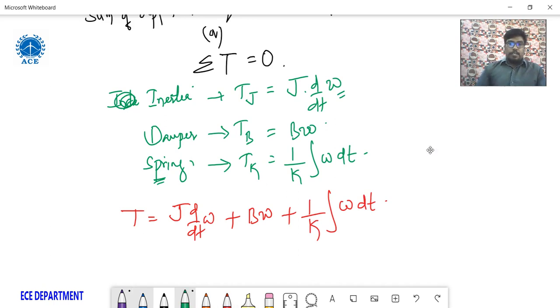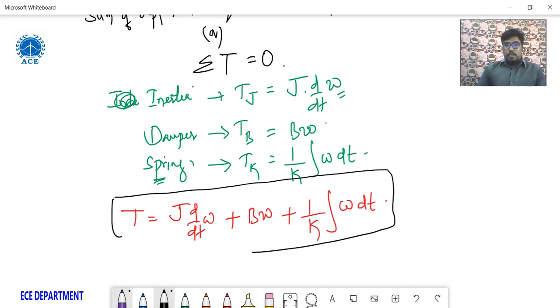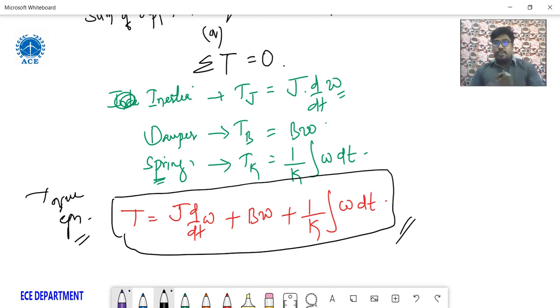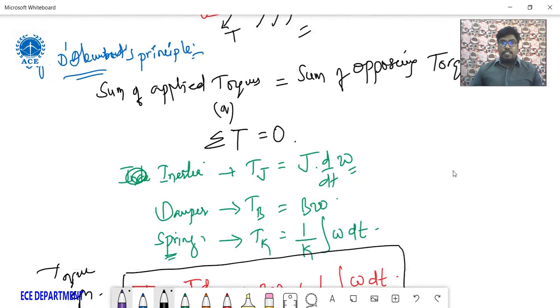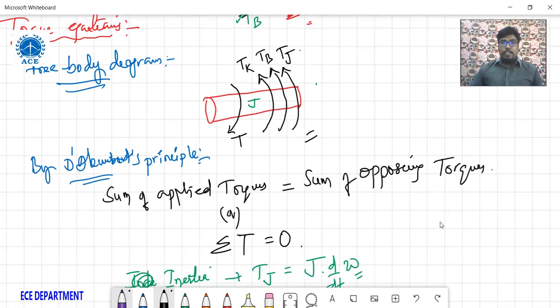Okay, so this is the torque equation for a given rotational mechanical system. So I will conclude here.